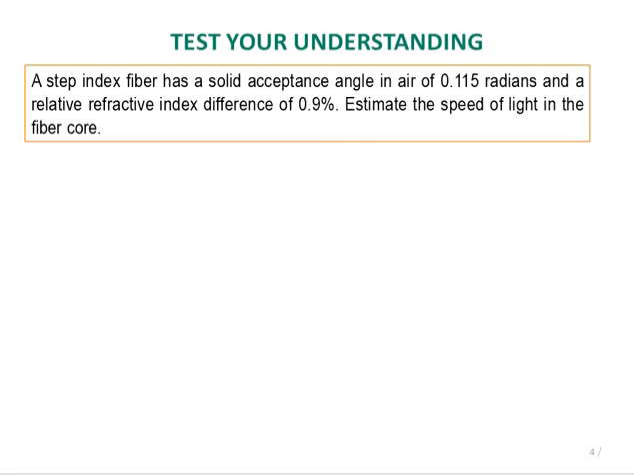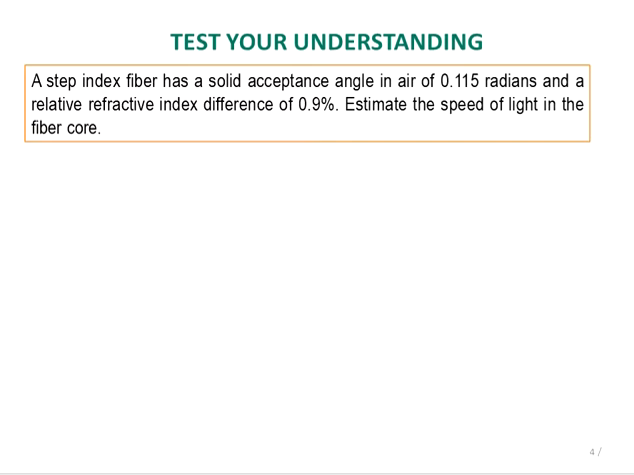Estimate speed of light in the fiber core. Now first decide what are the given things. First is a solid acceptance angle. The solid acceptance angle is given by pi into theta A square. And if theta is very small, we can write theta A is same as sine of theta A. So it can also be written as pi into sine of theta A square.